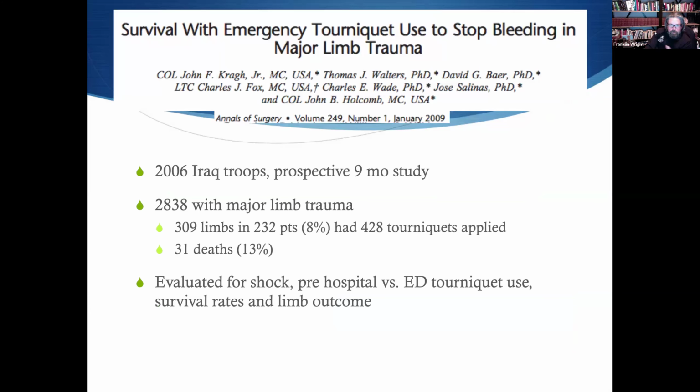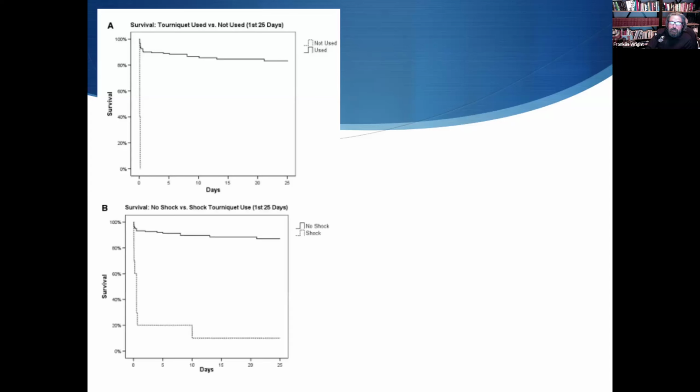The pendulum has swung back now, I think appropriately, and this was based on some military data. This was Holcomb's group that looked at troops in Iraq over 9 months, looked at a lot of patients with major limb trauma and patients that had tourniquets applied, and looked at a variety of variables and found that putting a tourniquet on saves lives.